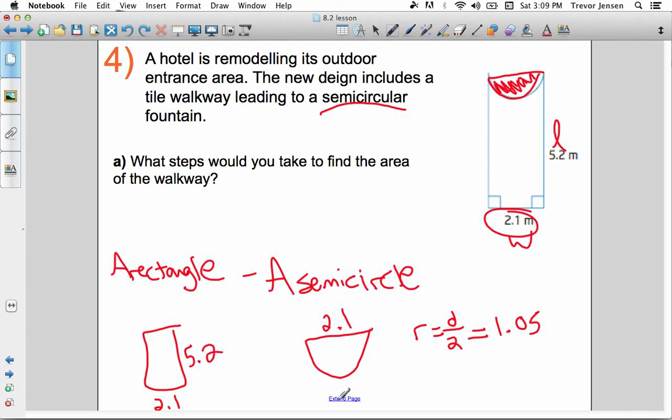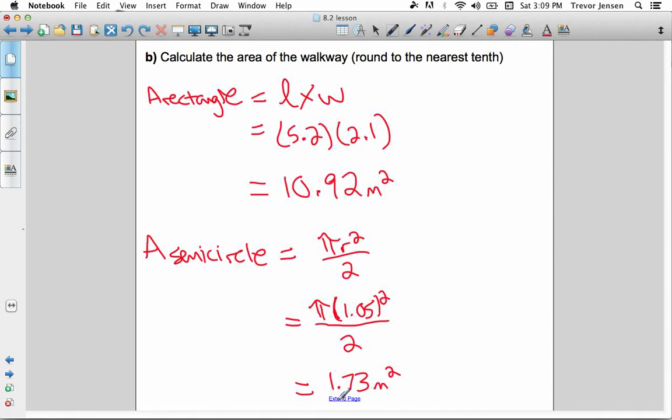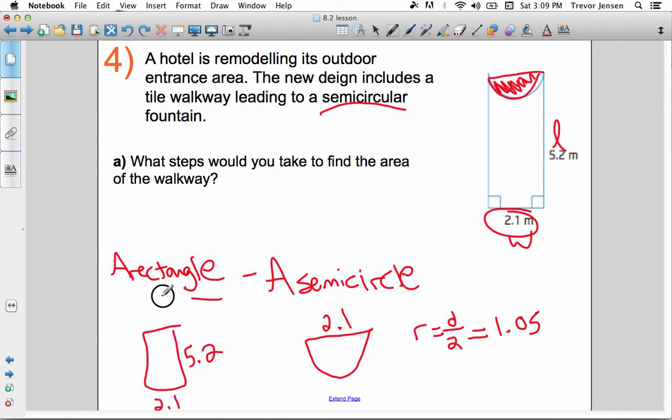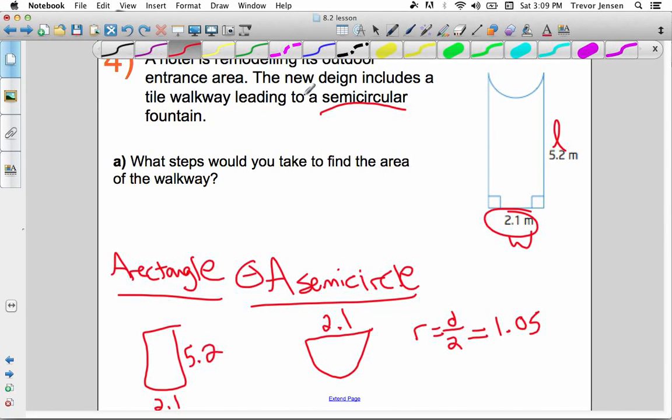Now, if I want to find the area of the walkway, I know I'm going to have to do the area of the rectangle and then subtract the area of the semicircle, because the semicircle has been cut out from that rectangle. So let's go ahead and do that.